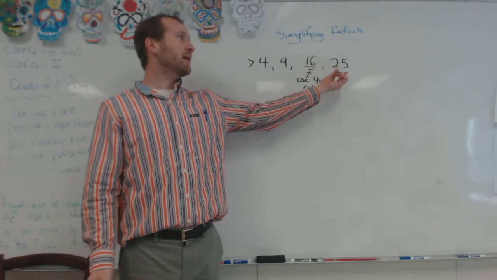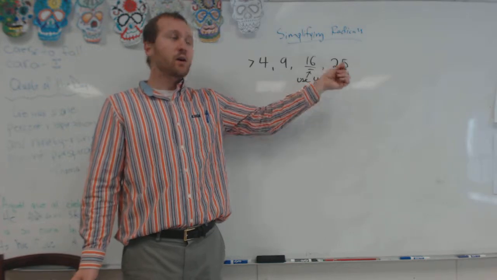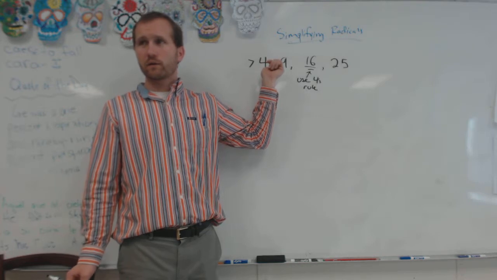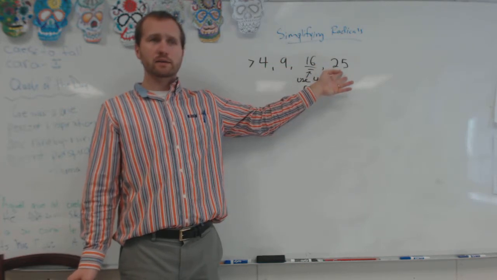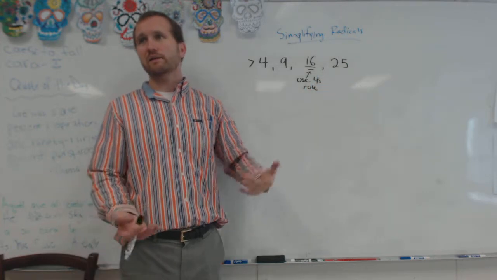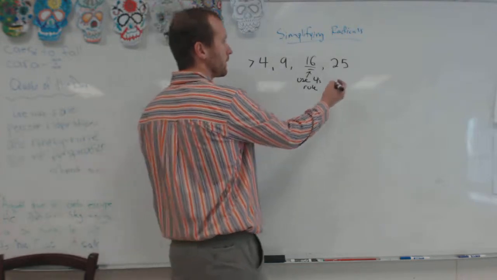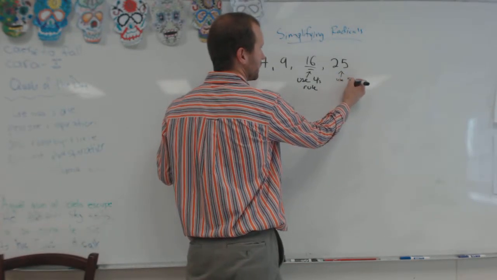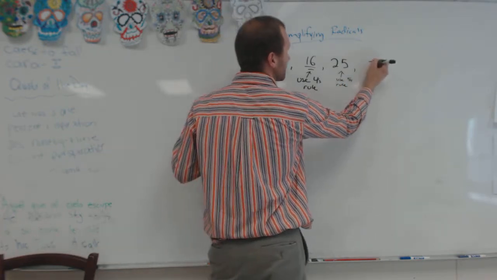So like if the last digit is a 5, I know it's not even, so it's not going to be divisible by 4. But I might consider, okay, this could be one that's divisible by 25 if it ends in a 5. So use the 5s. 6 squared is 36.